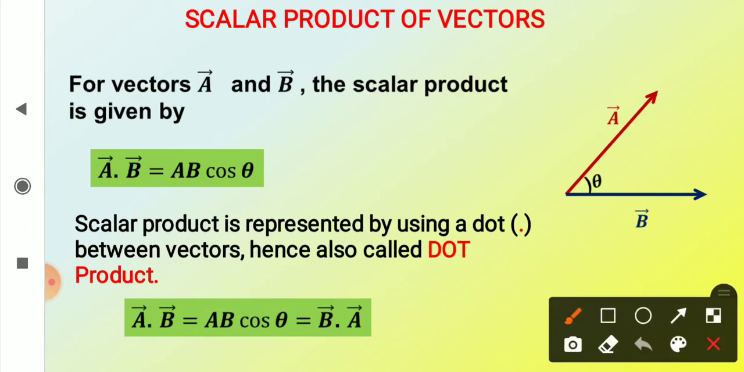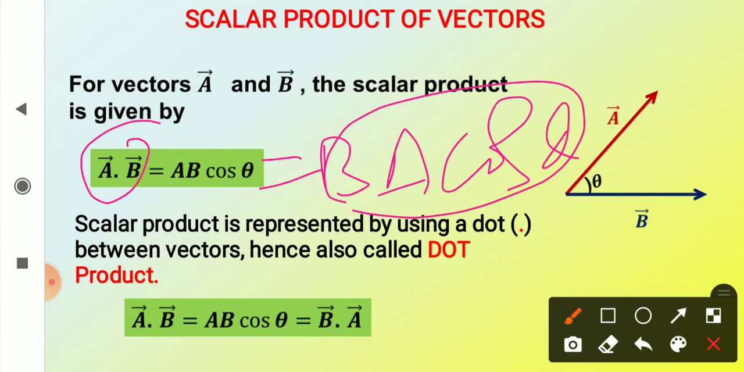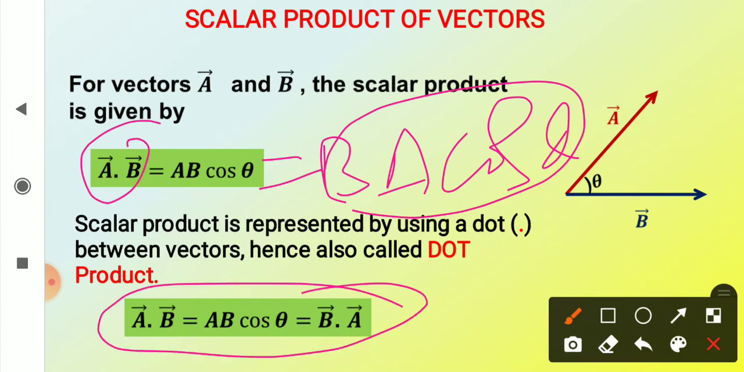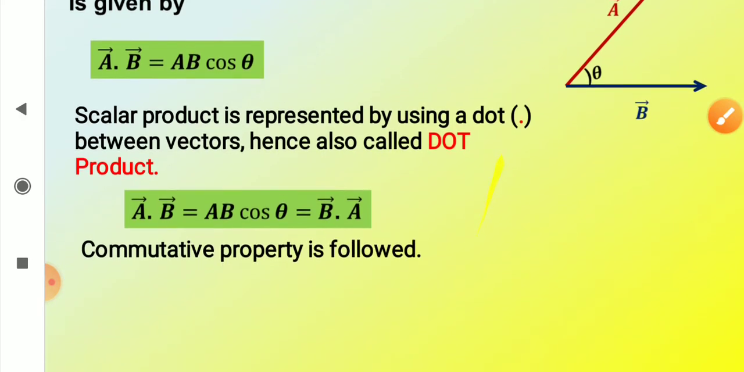Another important point to note here is, I can very well write it as BA cos theta. The value will not change because these are all scalar quantities. That means this is equal to B dot A also. So vector A dot B is equal to vector B dot A, that is equal to AB cos theta. So scalar product follows commutative property.